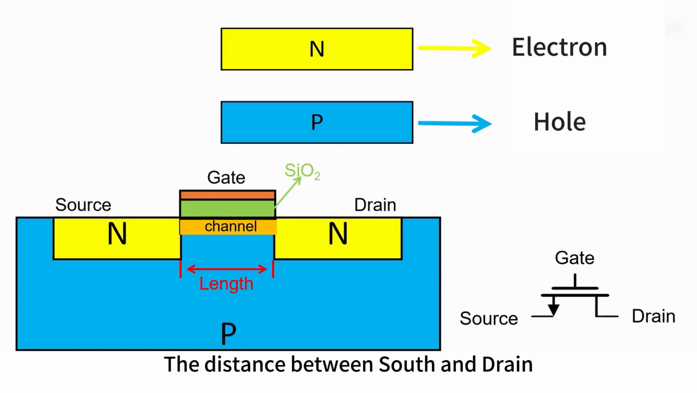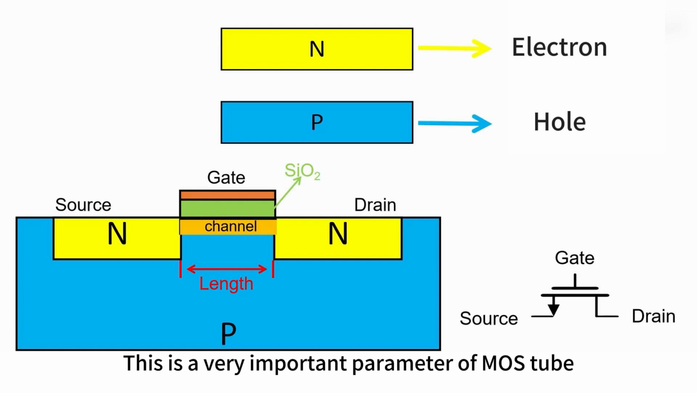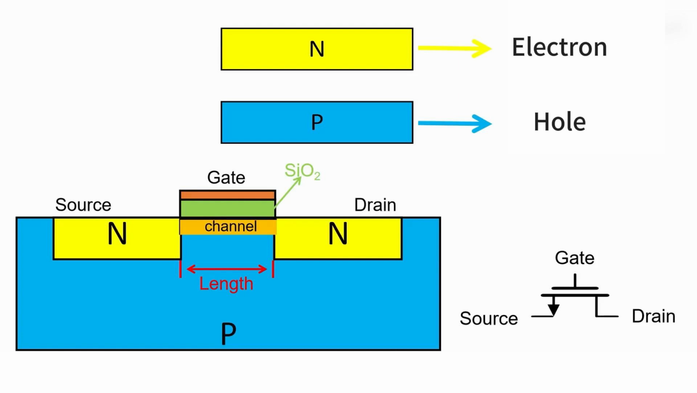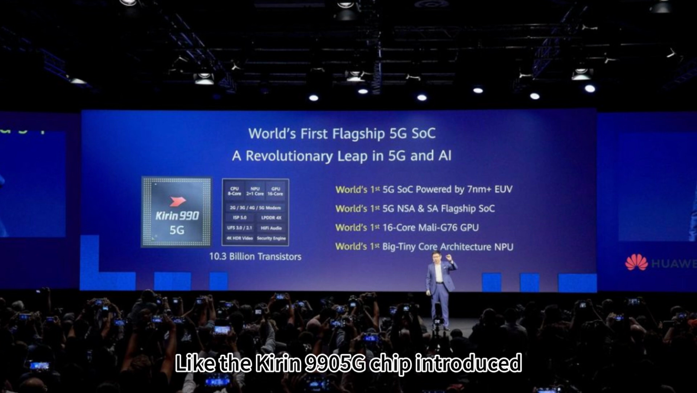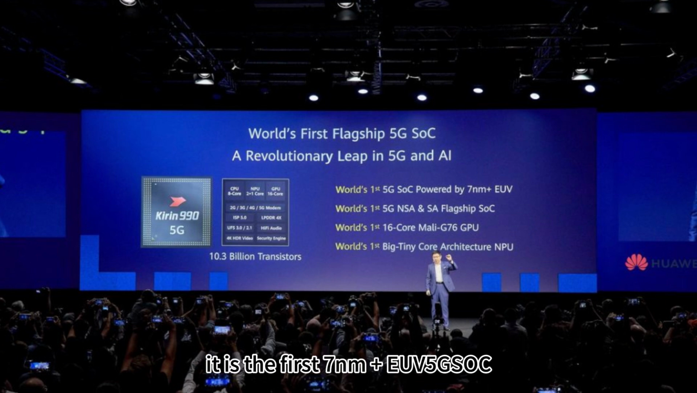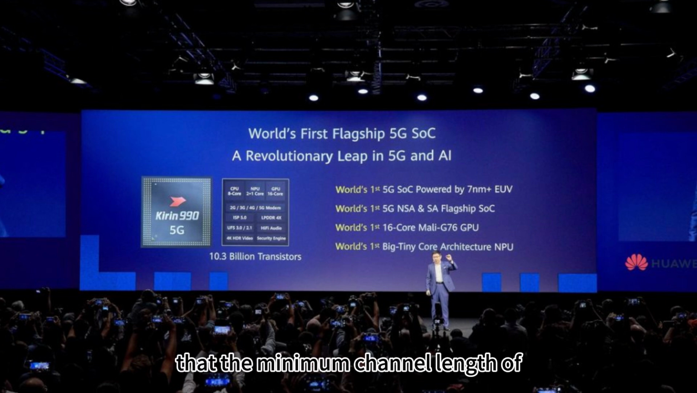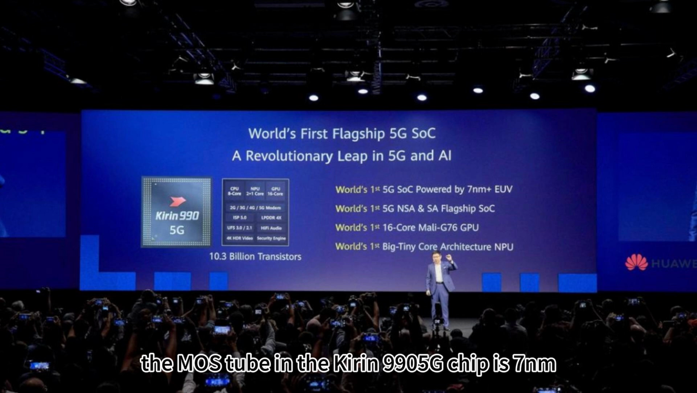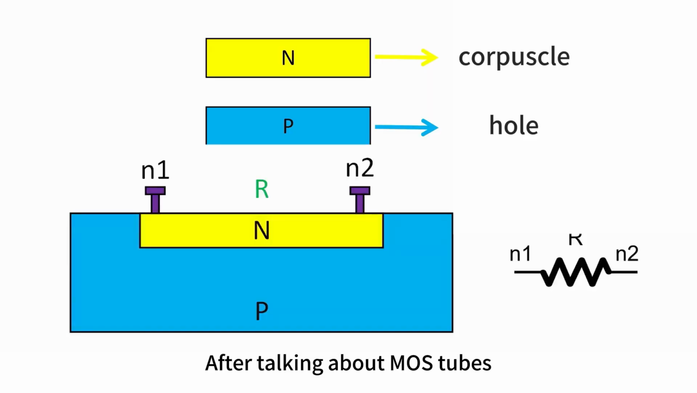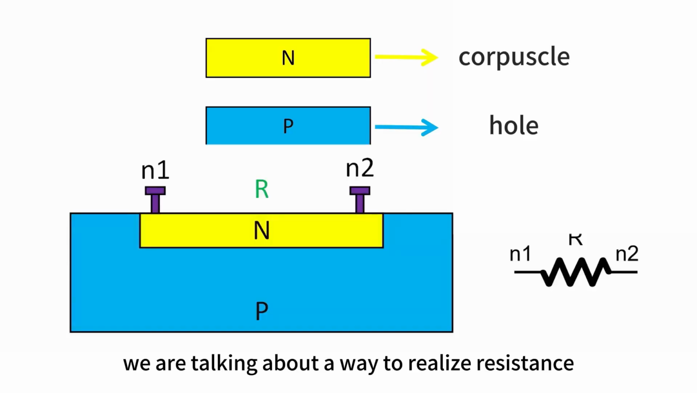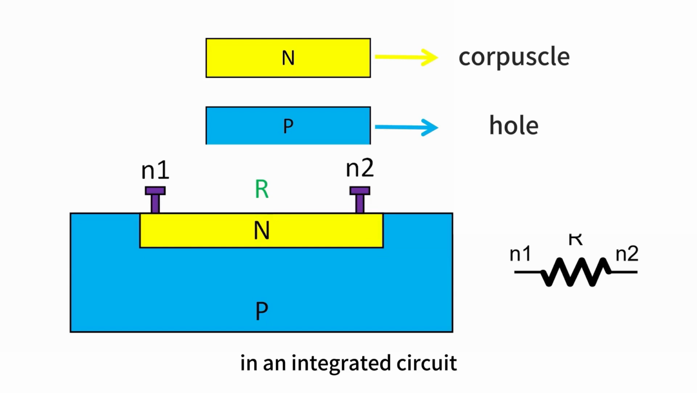The distance between source and drain is called channel length. This is a very important parameter of the MOS tube. Why do I say that? Like the Kirin 990 5G chip introduced in the Huawei press conference. It is the first 7 nanometer plus EUV 5G SoC. The 7 nanometers means that the minimum channel length of the MOS tube in the Kirin 990 5G chip is 7 nanometers.